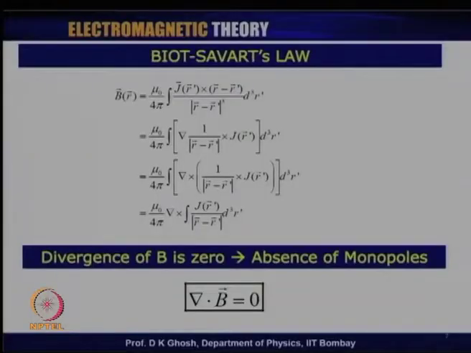So, this is expressed in terms of a current density distribution in principle. Now, since the magnetic field is written as a curl of a quantity, and we know that the divergence of a curl is always 0, this tells you the magnetic field B is such that its divergence is equal to 0. That is, del dot B is equal to 0. Now, this is actually a consequence of the fact that there are no magnetic monopoles. How do I say that? Recall that in electrostatics, the corresponding equation was del dot E equal to rho by epsilon 0, where rho was the charge density.